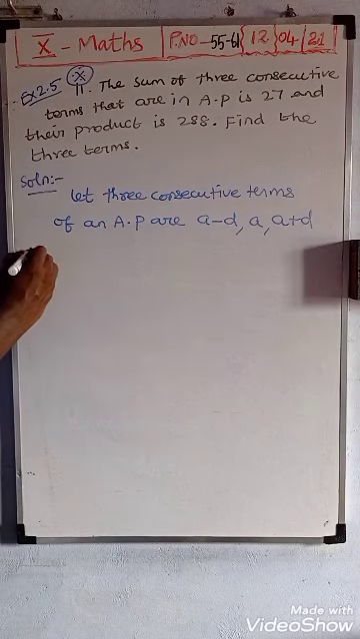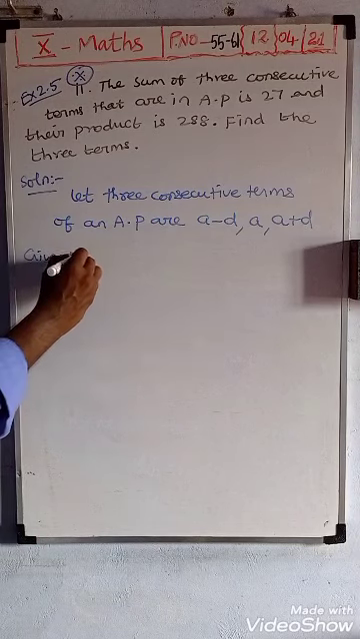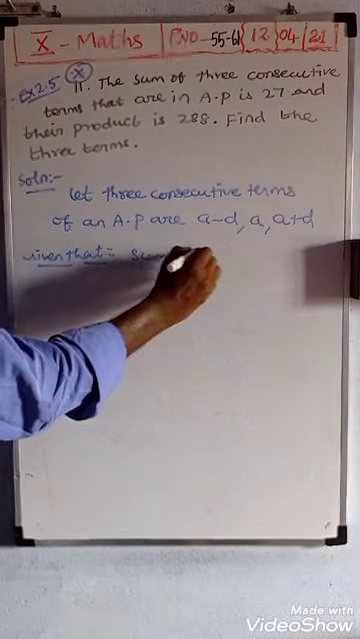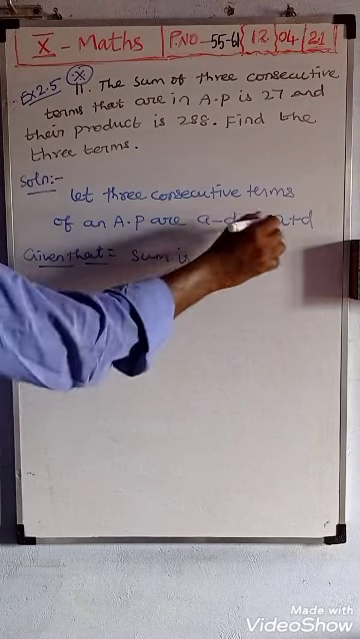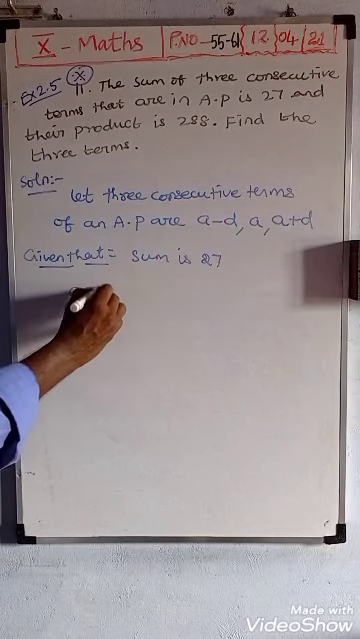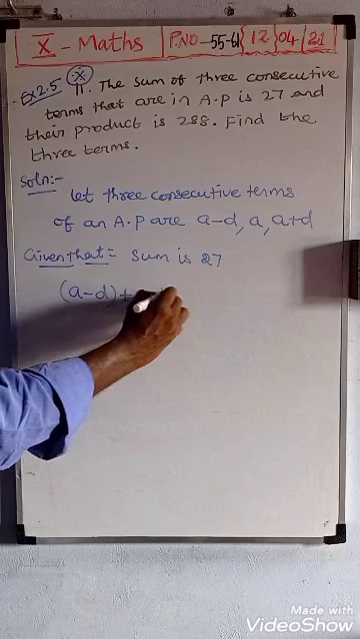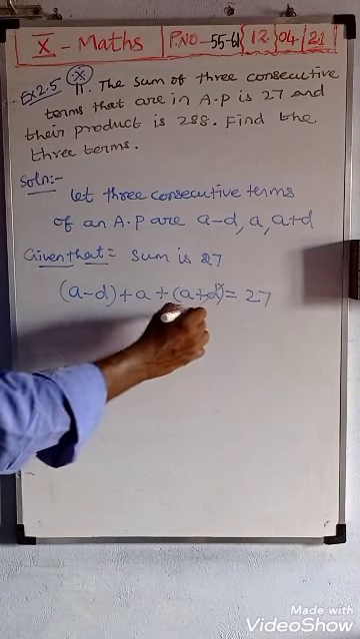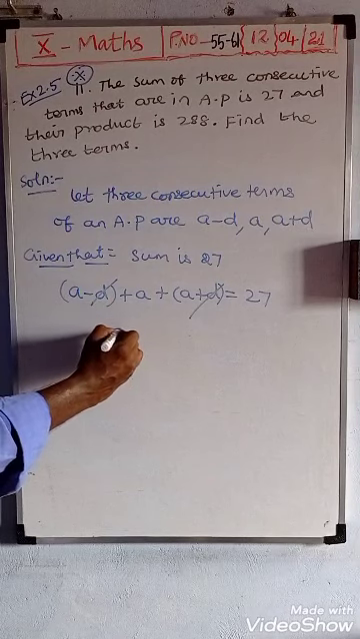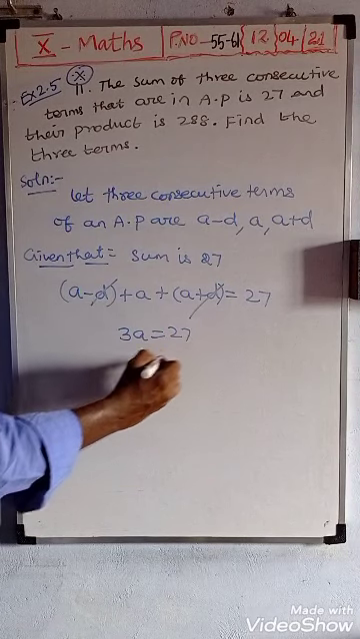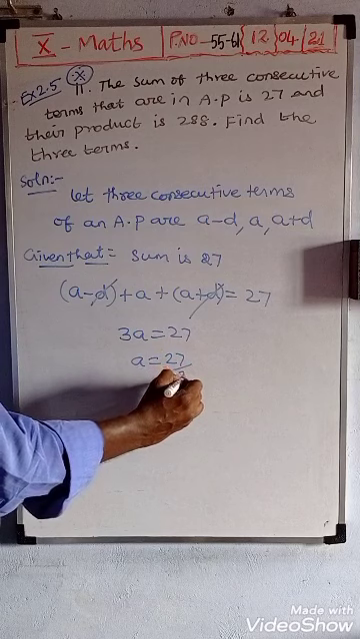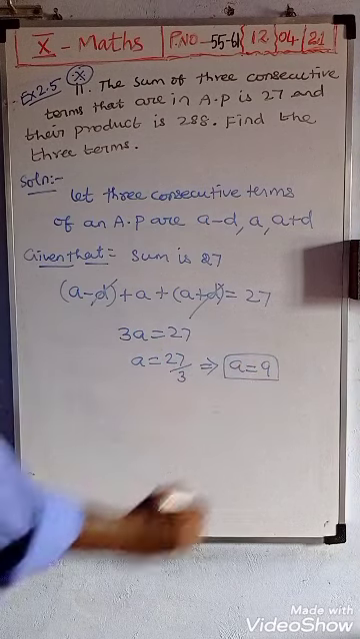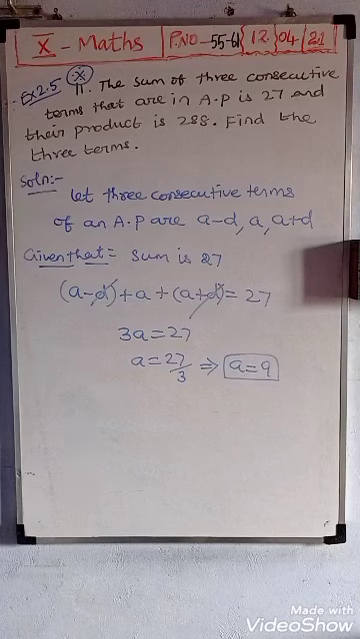Now it is given that the sum is 27. So when you add these 3 terms, the answer is 27. You add A minus D, A, A plus D, which equals 27. Plus D, minus D will cancel. How many A's are there? 3A. 3A is equal to 27. A is equal to 27 by 3. Cancel, 9 3's are 27. So the A value you received is 9.